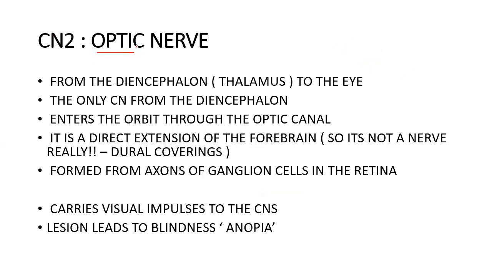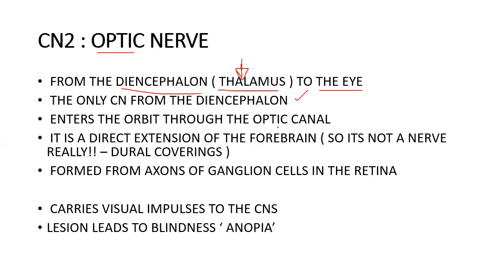The optic nerve comes from the diencephalon. So it's also coming from the forebrain, but no longer from the telencephalon. This one is coming from the diencephalon, from the thalamus really, the part of the thalamus they call the lateral geniculate body. But for now, just know it's coming from the thalamus, the diencephalon, to the eye. That's the only cranial nerve that's also coming from the diencephalon, and it enters the orbit through the optic canal.